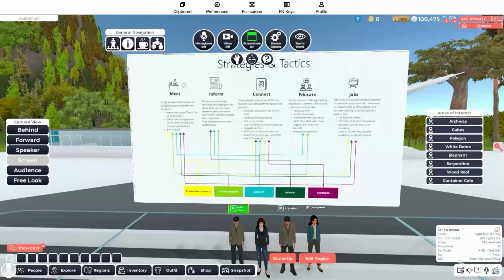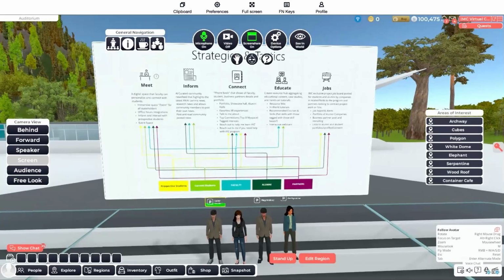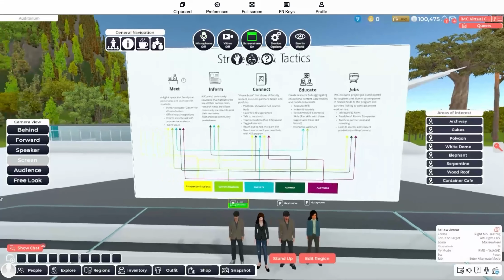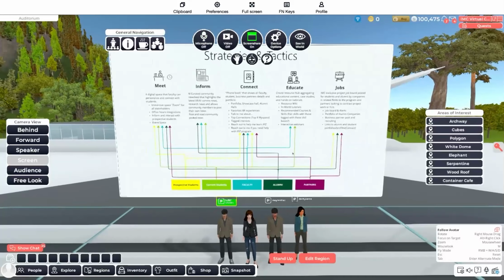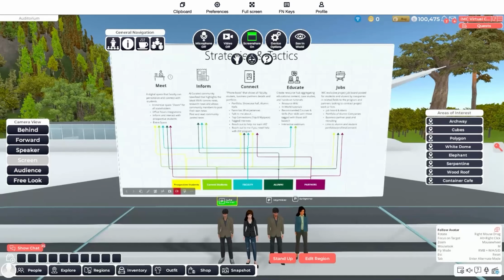And then our last one is jobs, and this is relevant for all, but creating an IMC exclusive project board where students and alumni can search companies and specifically the business partners, seeing if there's any related research or contract work that they're looking for. And instead of hiring through email or word of mouth, it'd be nice to have a board to connect to these individuals. And with all these goals in mind, we needed an XR tech that would fulfill these problems and satisfy these goals.